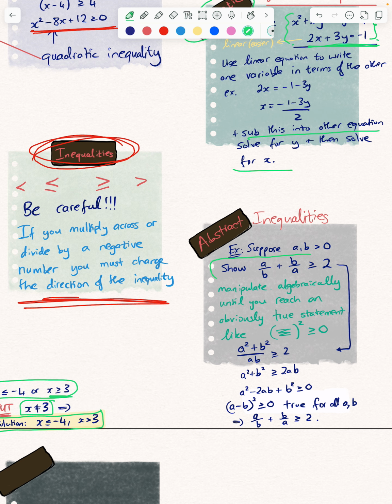If you want to show something like this is true, manipulate it algebraically until you end up with a true statement, and a true statement is something of the form something squared greater than or equal to 0. You know that's always true. So manipulate, multiply across, factor, do whatever you do, and then you end up with a minus b, squared, greater than or equal to 0. That's always true because anything squared is greater than or equal to 0. So hence the original inequality is true.